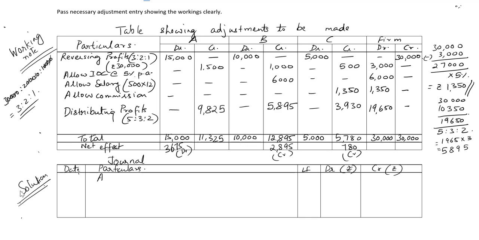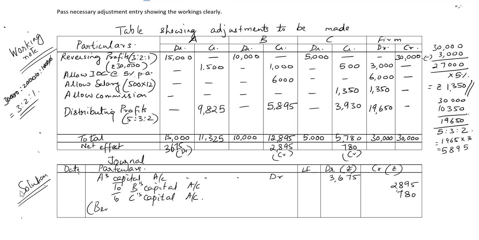We need to debit A's capital account with 3,675 rupees, to B's capital account, credit B with 2,895 rupees, and to C's capital account we need to credit C with 780 rupees, and the narration being adjustment entry passed to rectify the error.